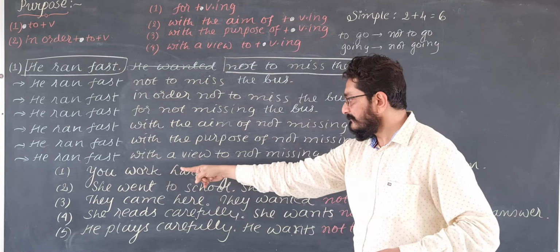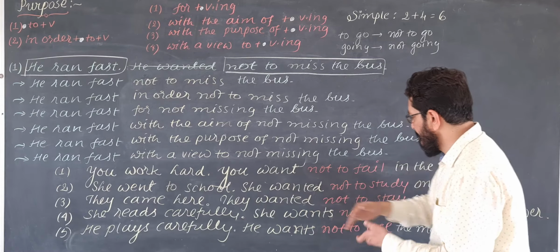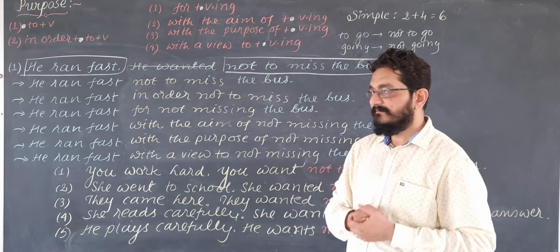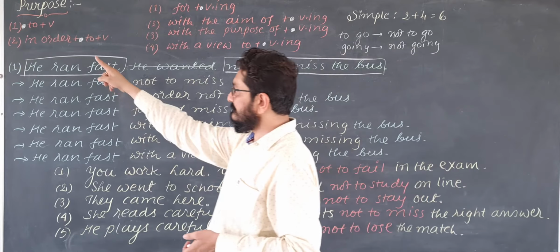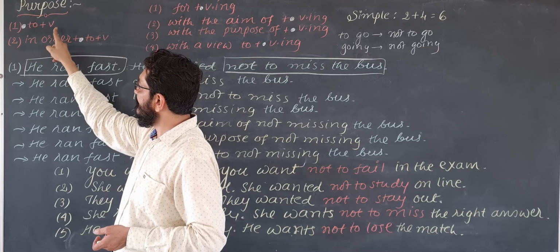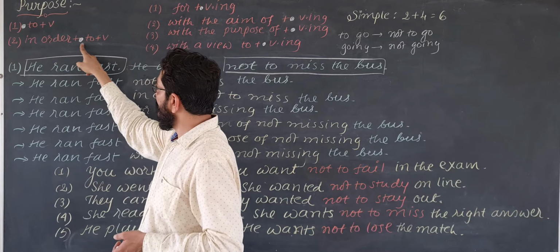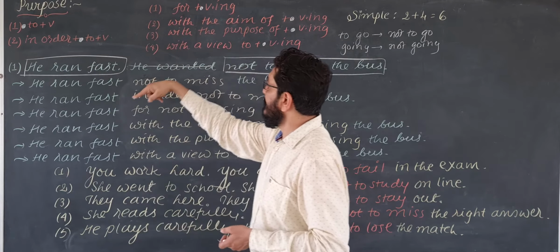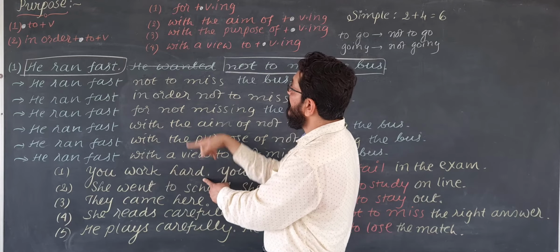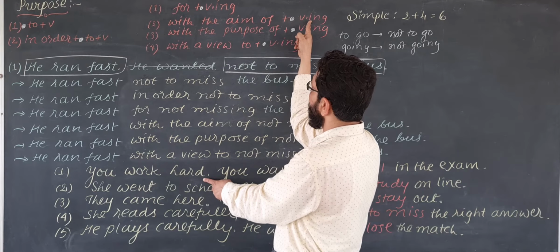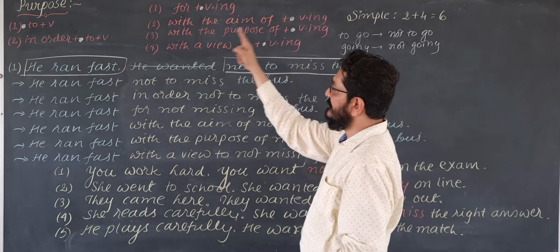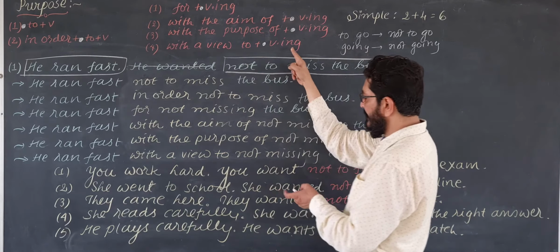Now, you work hard. You want not to fail in the exam. 6 methods. You work hard not to fail in the exam. You work hard in order not to fail in the exam. You work hard for not failing in the exam. You work hard with the aim of not failing in the exam. You work hard with the purpose of not failing in the exam. You work hard with a view to not failing in the exam.